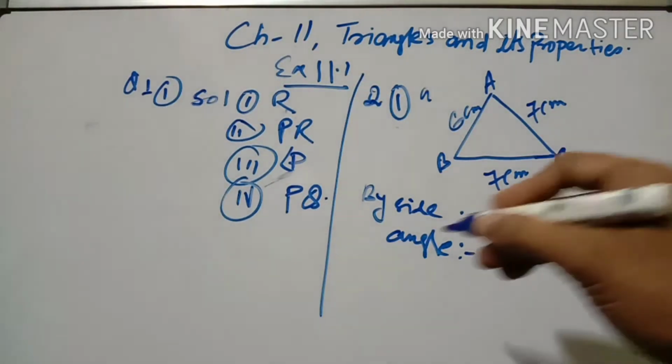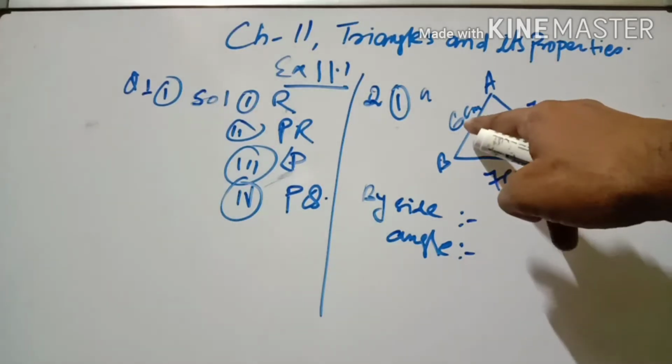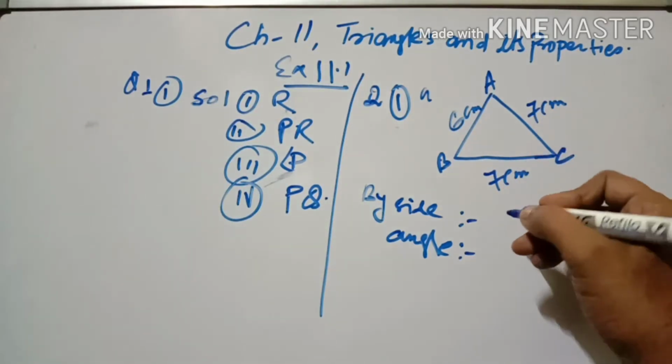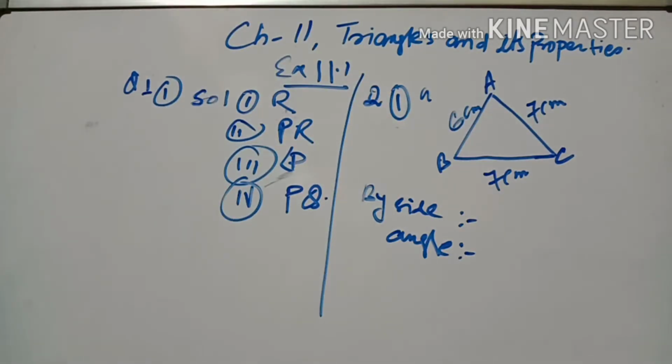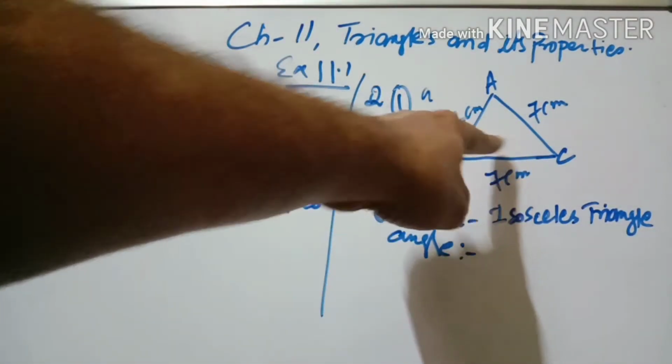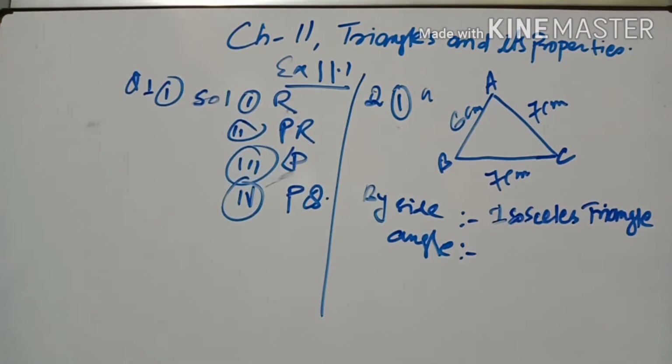Now question number 2, according to the figure we have to name the triangle by side and by angle. See the sides 6 cm, 7 cm, 7 cm. Two sides are equal, therefore this triangle is known as what? According to the sides, it is known as isosceles triangle. Write down please. Now see the angles. All the angles are less than 90 degree. Therefore it will be acute angle triangle. Write down please.